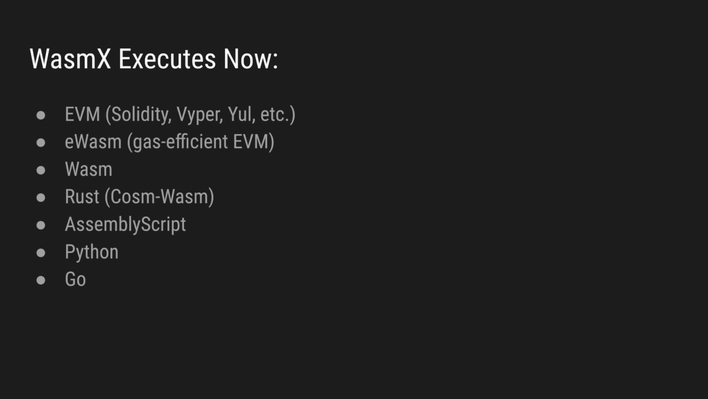WasmX is extensible to other compiled and interpreted languages on Wasm. And today WasmX can execute EVM, so any contracts written in Solidity, Vyper, Yul, etc., eWasm, which is gas-efficient EVM as a Wasm module, CosmWasm contracts that are usually written in Rust, Wasm modules compiled from AssemblyScript code, Python smart contracts interpreted with a WasmX meta contract, and now Go smart contracts.